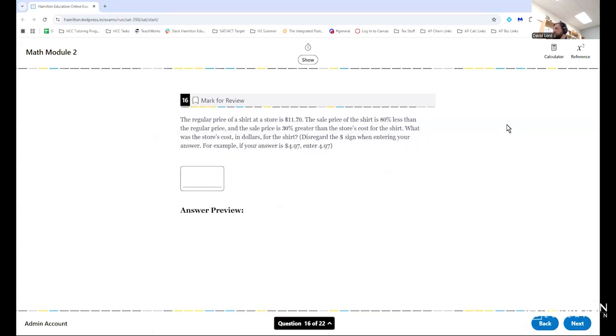Question 16, take two. All right, the regular price of a shirt at a store is 11.70. The sale price of a shirt is 80% less than the regular price. So 80% less than means you do 1 minus the percent. So we're going to get 0.2 times the regular price is equal to the sale price. And we can calculate that in a moment.